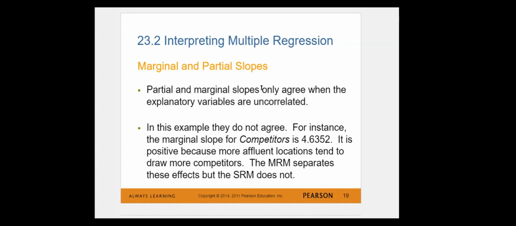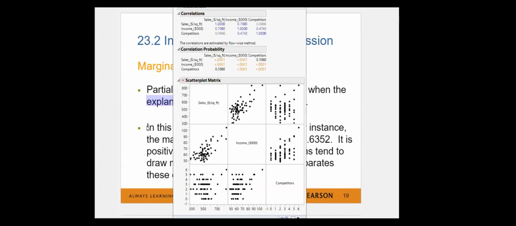So partial and marginal slopes only agree when explanatory variables are uncorrelated. If explanatory variables are correlated, like in this case, what was the correlation? We checked first: the correlation between the explanatory variables income and competitors was significant, and it was a moderate 0.47. It was a moderate correlation here, right?